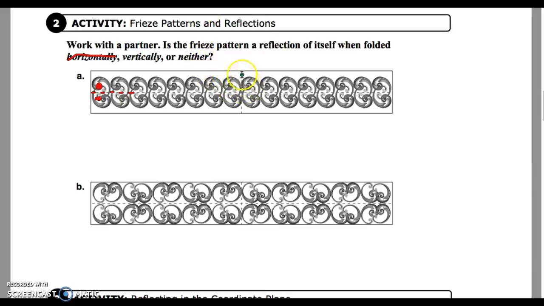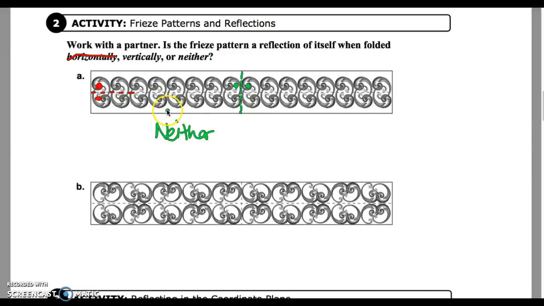Our other question would be, would it line up vertically? If you were to fold it along this green line right here, again, I can take this dark image. You see how it's really close to the fold line? On the other side it's going to be the exact same distance away. So those don't line up. So the answer is going to be neither.